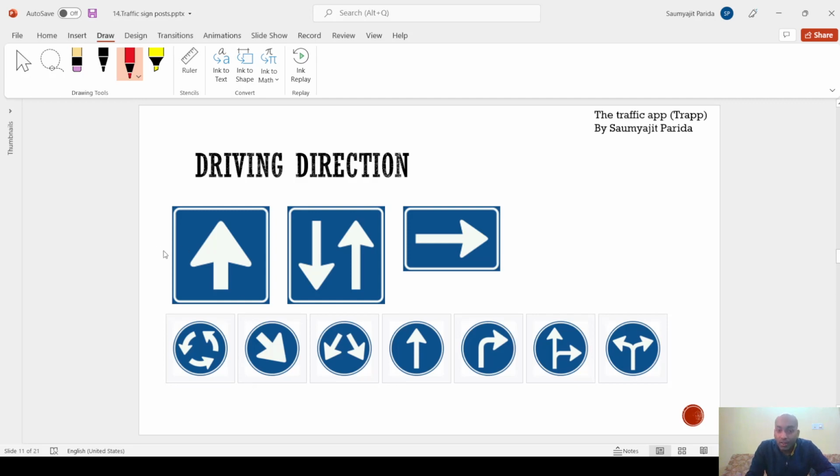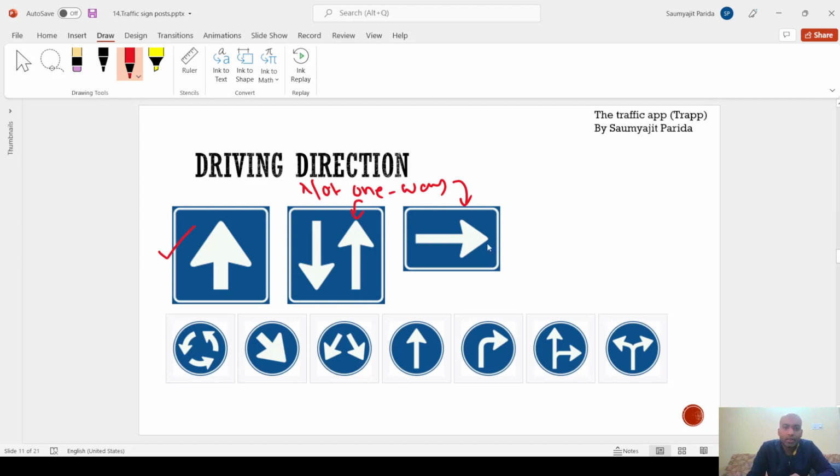Driving directions. Remember, this road signpost means that it's a one-way road, but these are not one way. These symbols are not one way, but this indicates that I mandatorily have to follow this route path, and some others.